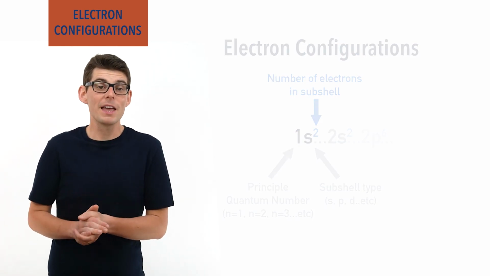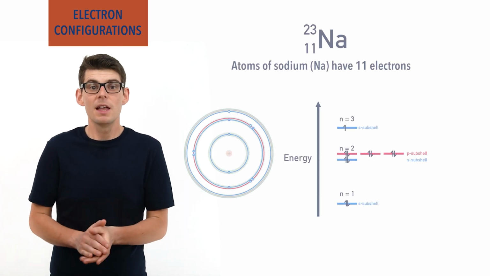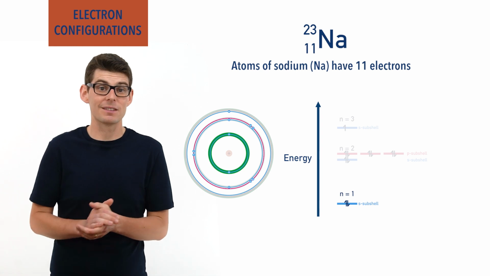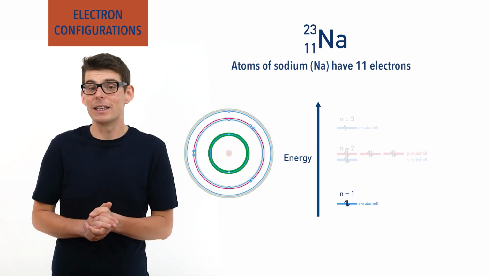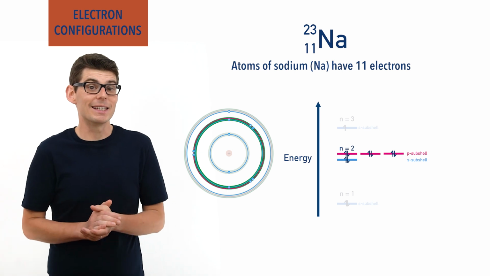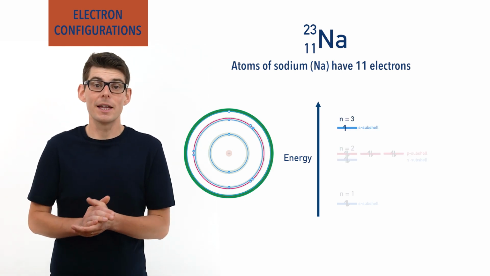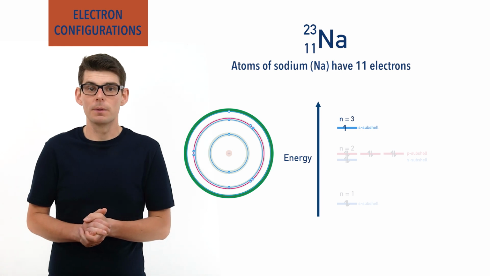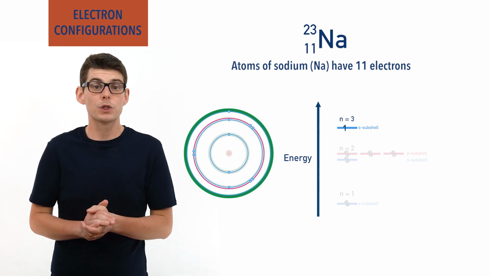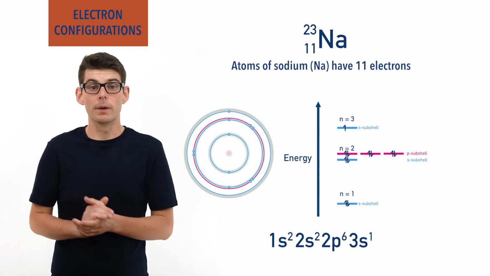For example, if we go to the energy level diagram for the orbitals in sodium, there are 2 electrons in the n equals 1 energy level in an s subshell, 8 in the n equals 2 energy level with 2 in an s subshell and 6 in a p subshell, and 1 electron in the n equals 3 energy level in an s subshell. The electron configuration for this would be 1s2, 2s2, 2p6, 3s1.